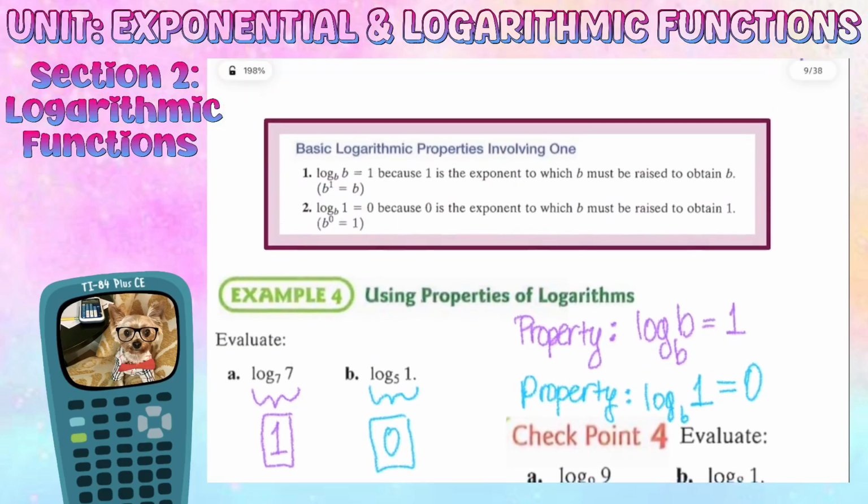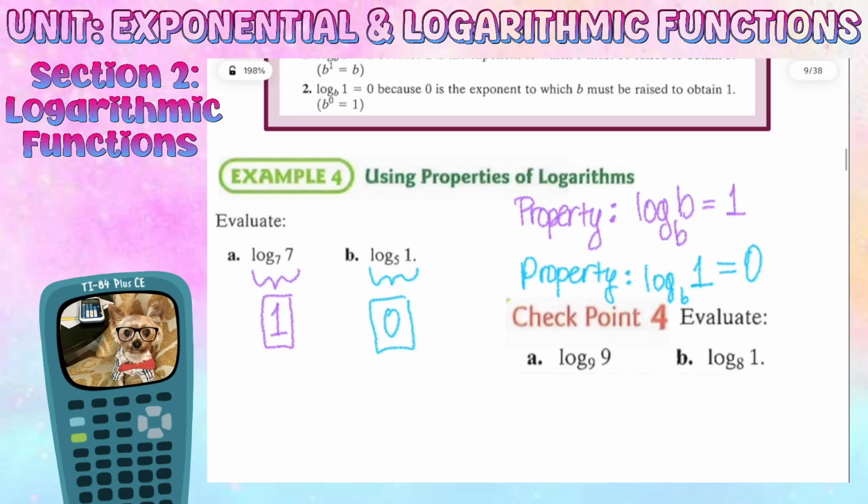So the first one says log base b of b equals 1 because 1 is the exponent to which b must be raised to obtain b. b to the 1 equals b. And I basically just showed you that same thing. Log base b of 1 equals 0 because 0 is the exponent to which b must be raised to obtain 1. b to the 0 equals 1. So that's exactly what I just showed you through these examples.